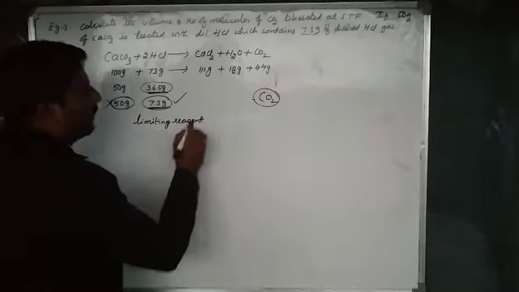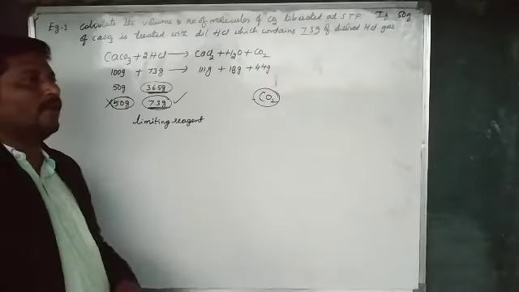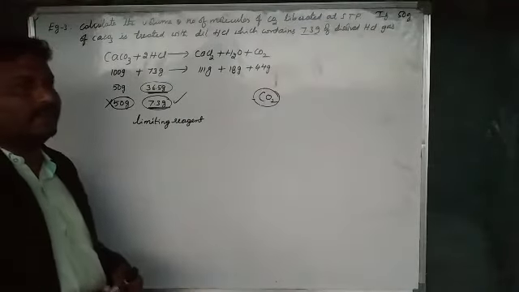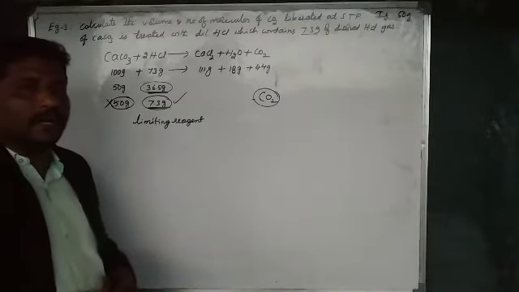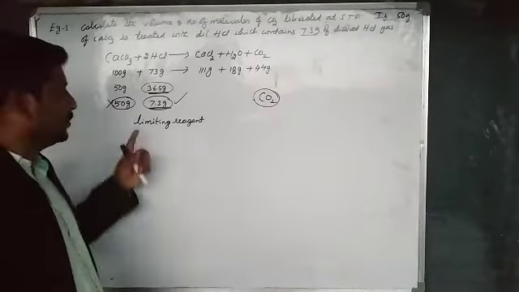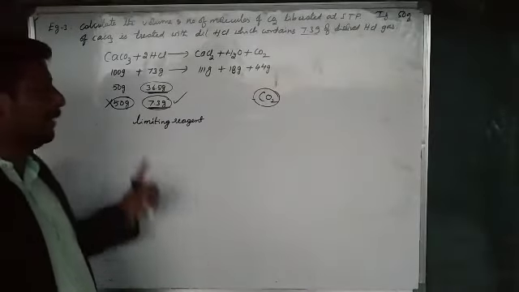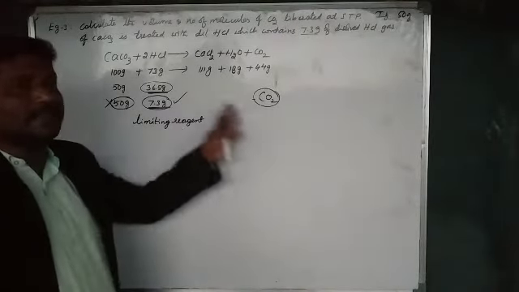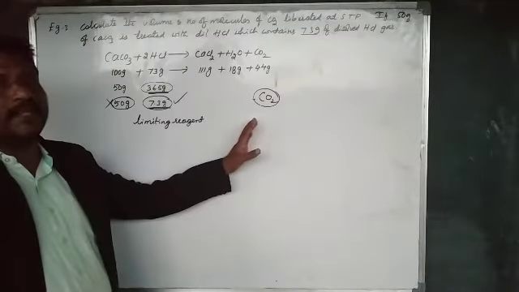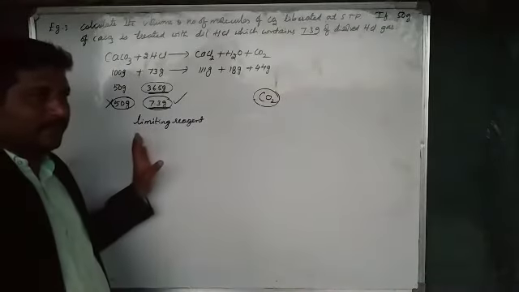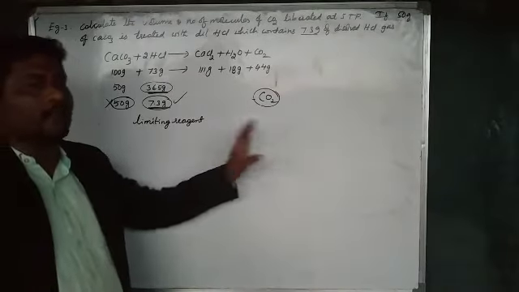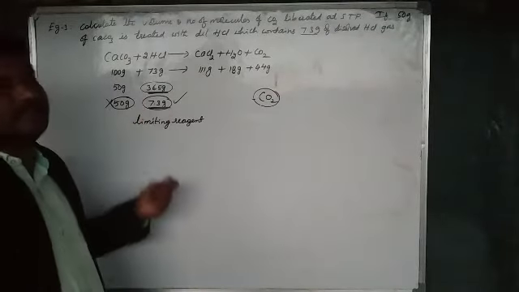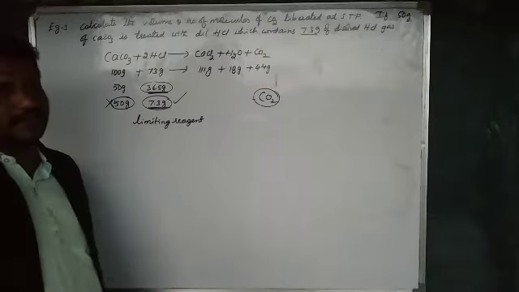Why do we call it a limiting reagent? Because the reactant which is required is less in amount, it is said to be the limiting reagent, and it will limit the quantity or amount of product. So this HCl is said to be the limiting reagent. Okay, now let us do the problem.